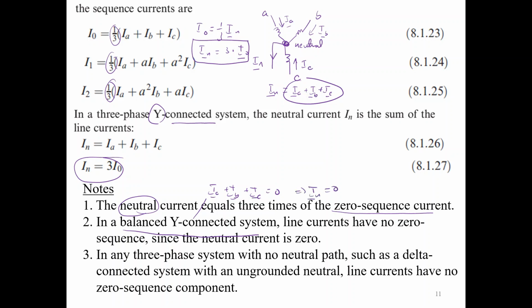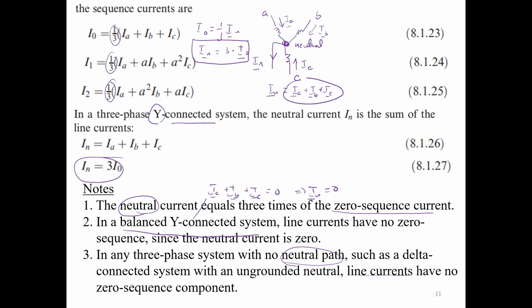So your neutral current is 0, so you don't have any zero sequence current. The line current has no zero sequence. In any three-phase system with no neutral path, such as delta or ungrounded neutral, the line current has no zero sequence component, because you don't have any neutral path.